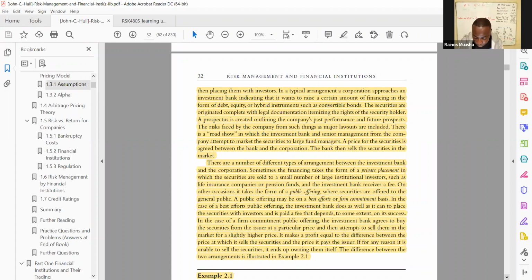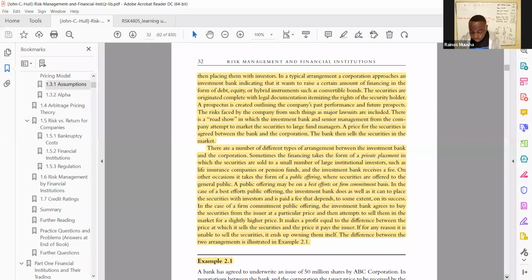In the case of a firm commitment public offering, the investment bank agrees to buy the securities from the issuer at a particular price and then attempts to sell them in the market for a slightly higher price. So it makes a profit equal to the difference between the price at which it sells the security and the price at which it pays the issuer. If for any reason it is unable to sell the securities, it ends up owning them itself. The difference between the two arrangements is illustrated in example 2.1.